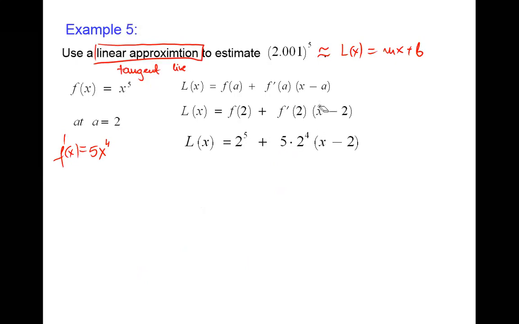5 times 2 to the power of 4. 2 to the power of 5 is 32. Who can give me this number? 80? It's 16 times 5. It is 80. Okay.